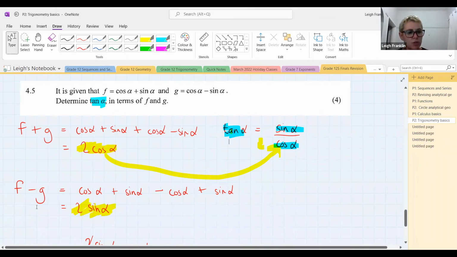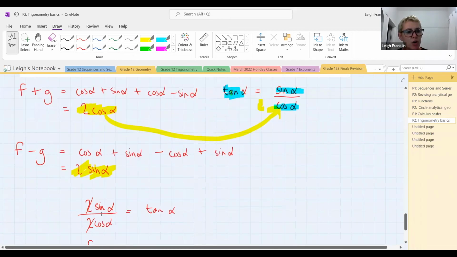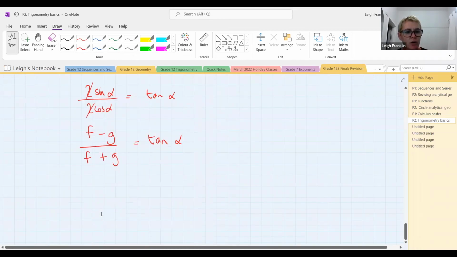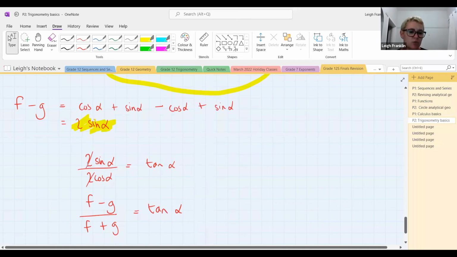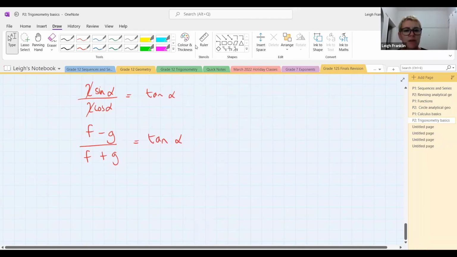Once you've put f minus g over f plus g, and cancelled out your 2's, you've now got tan alpha in terms of f and g.